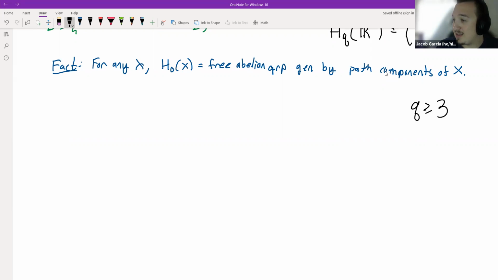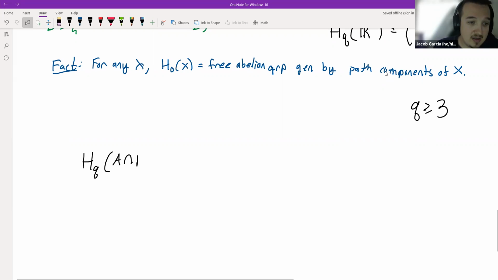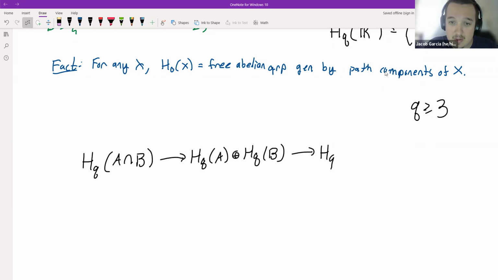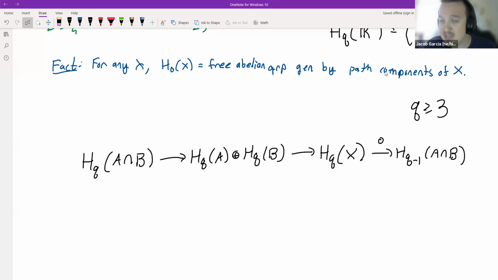So if I copy down the Mayer-Vietoris sequence here, I have HQ of A intersect B. This goes to HQ of A direct sum HQ of B, which goes to HQ of X, and then the boundary map goes to HQ minus 1 of A intersect B again. So the smallest that Q minus 1 can be is 2.